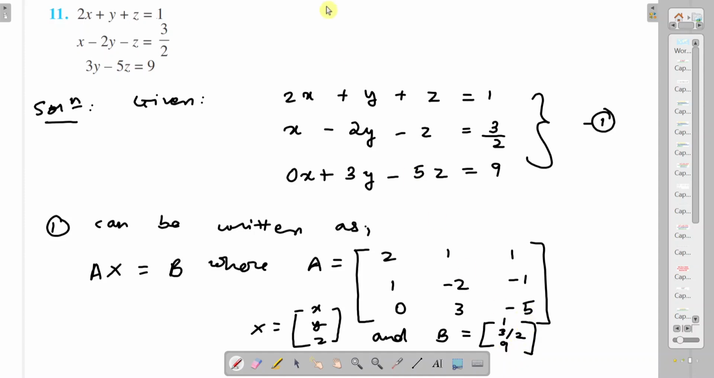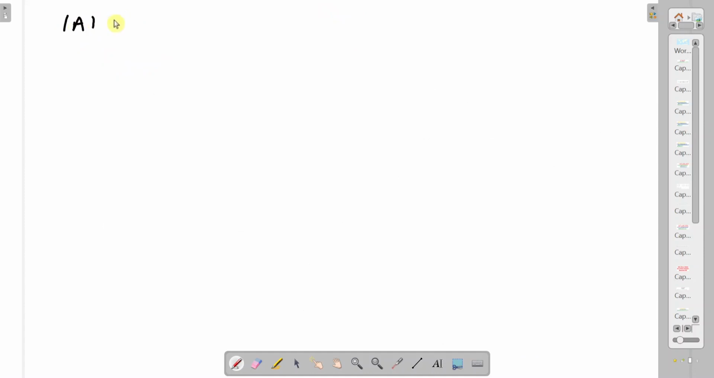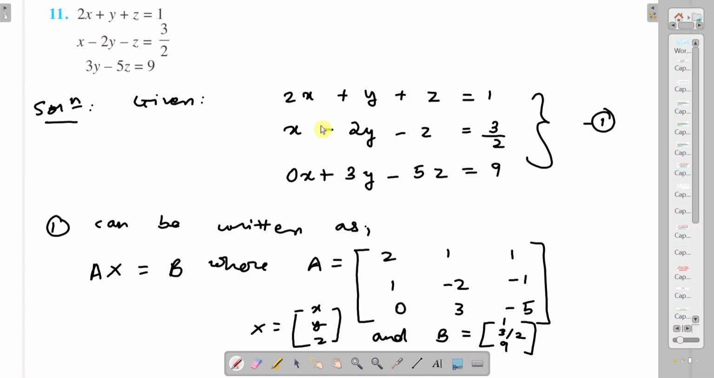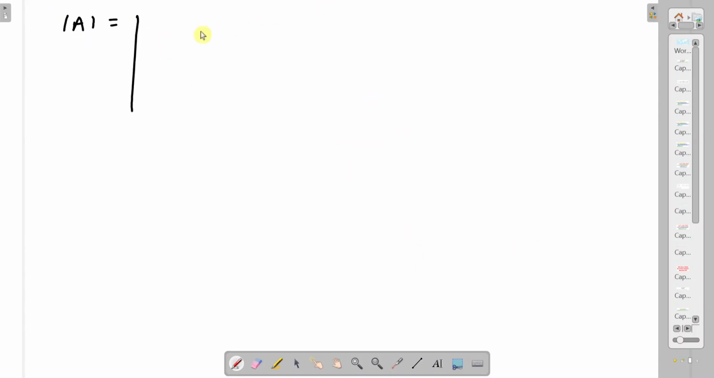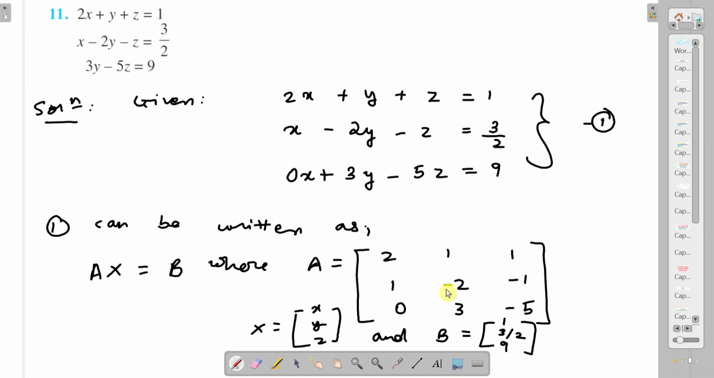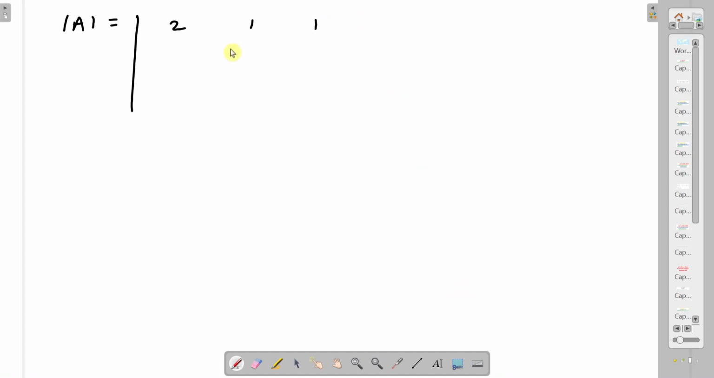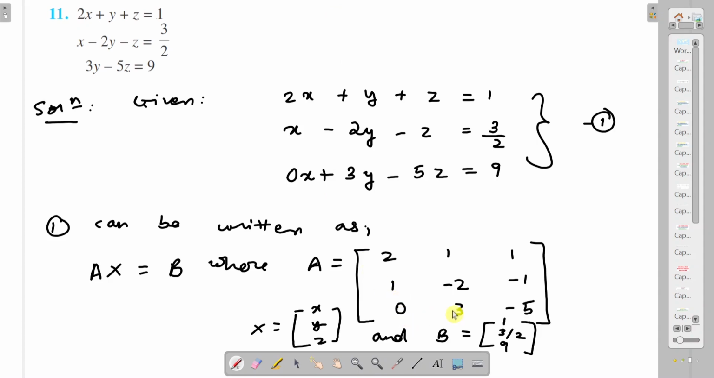Now let us find the determinant of A. Determinant of A is the determinant of 2 1 1, then 1 minus 2 minus 1, then 0 3 minus 5.